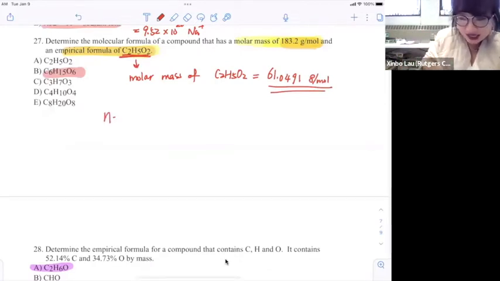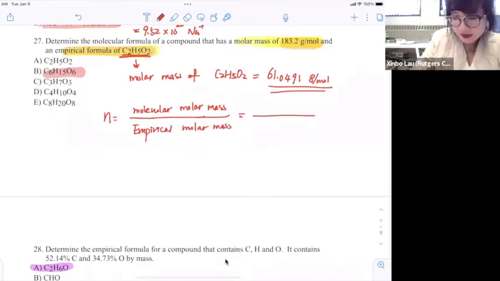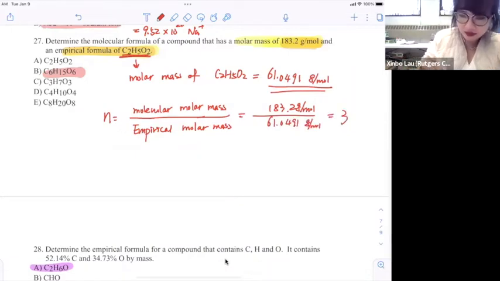So we're going to calculate the number of these units, by using the molecular molar mass divided by this empirical molar mass. So that'd be 183.2 gram per mole divided by 61.0491 gram per mole. Okay, do this division, we'll get 3. So now we'll have 3 of these jelly beans.